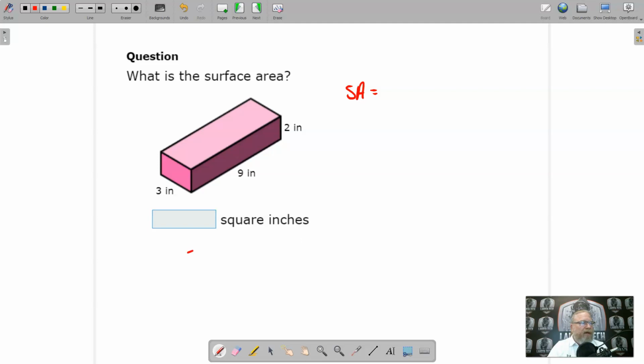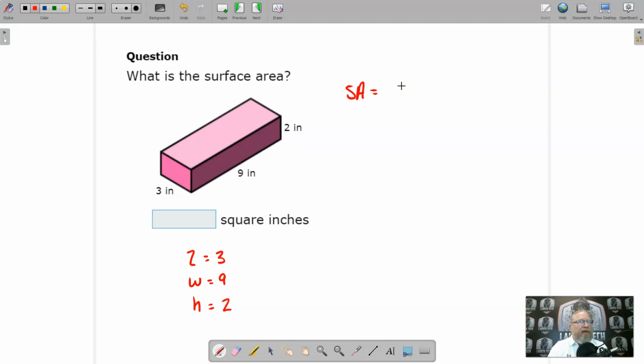So let's go ahead and do a length, a width, and a height. Our length is going to be 3, our width is going to be 9, and our height is going to be 2. So for the front side here, we are going to have the length times the height.